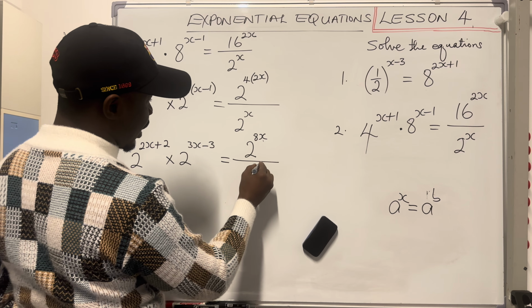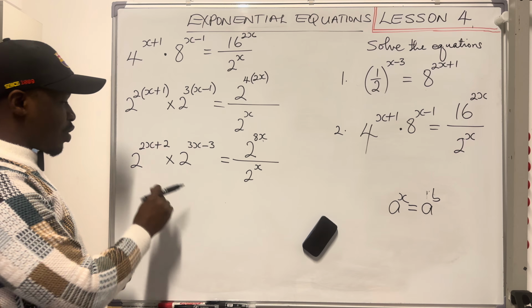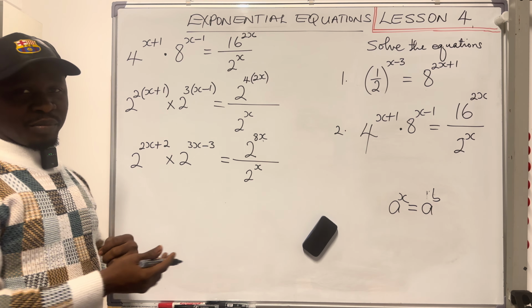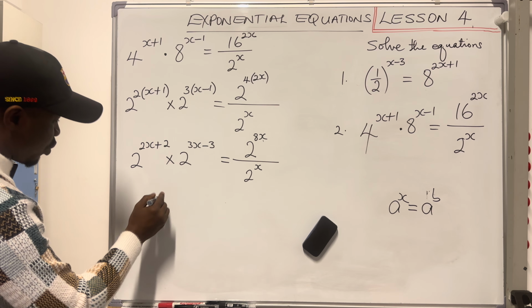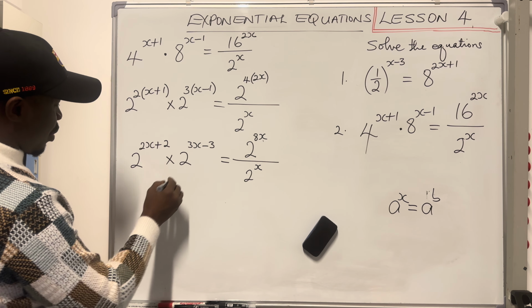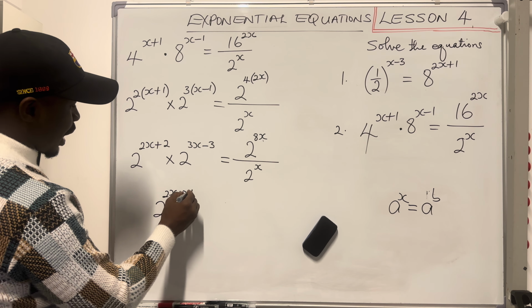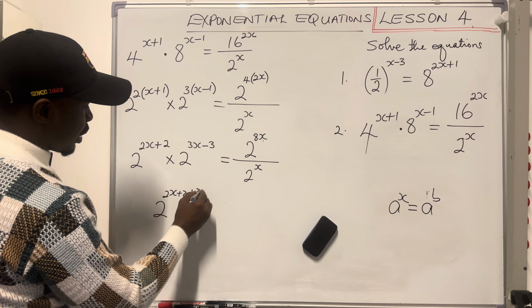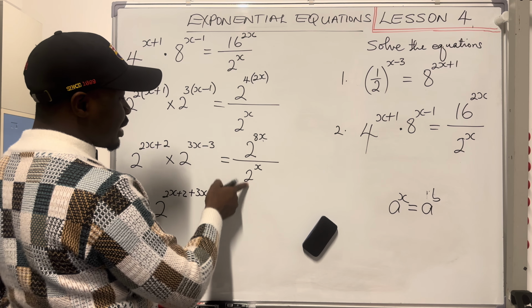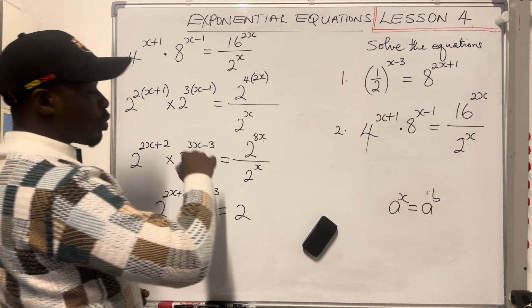divided by 2 to the x. Now these two are the same. Can we cancel them? No, because they are not separated by an equal to sign. So we don't cancel them. Instead, they are the same, so we take one. Because of multiplication, we add the powers. So this power 2x plus 2 is added to this power 3x minus 3 equal to, these bases are the same, we take one. But because of division, we subtract.